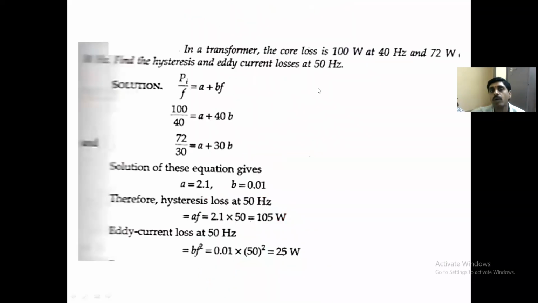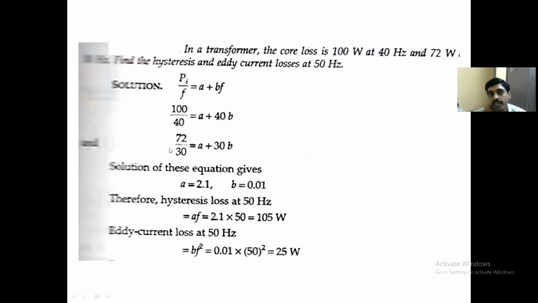So if you take one problem, core loss is 100 watts at 40 hertz and 72 watts at some other frequency. Find the hysteresis and eddy current losses at 50 hertz. So you know the formula, P by F, iron loss by frequency equal to A plus BF, as I said now. So 100 watts by 40 hertz frequency equal to A plus BF, right? So they have given 72 watts at 30 hertz.